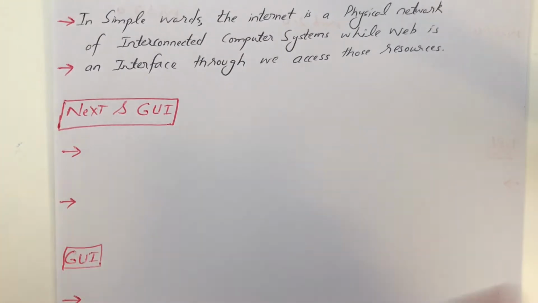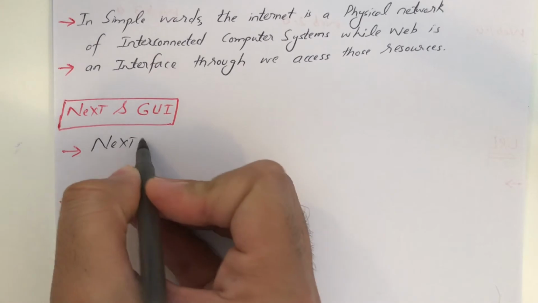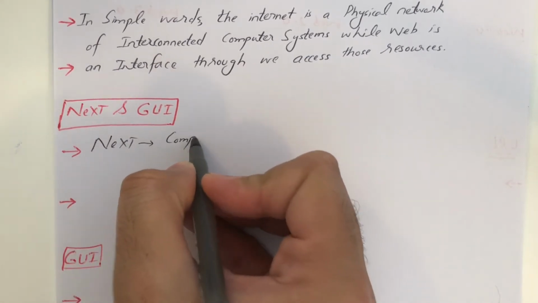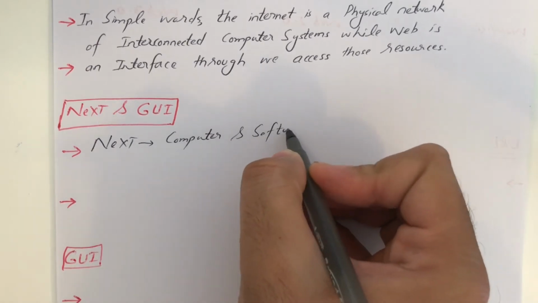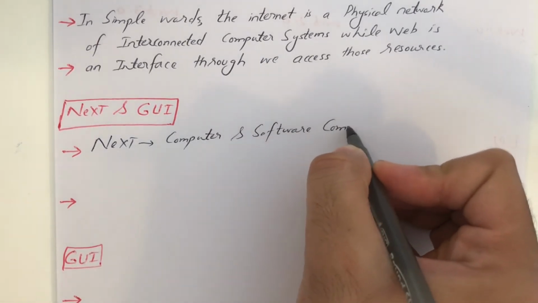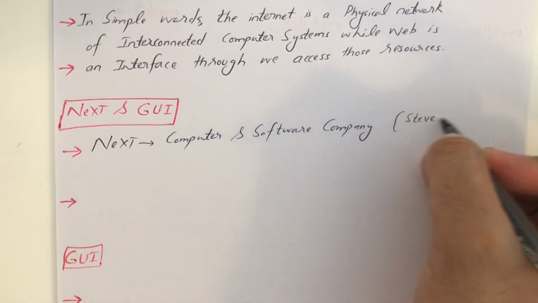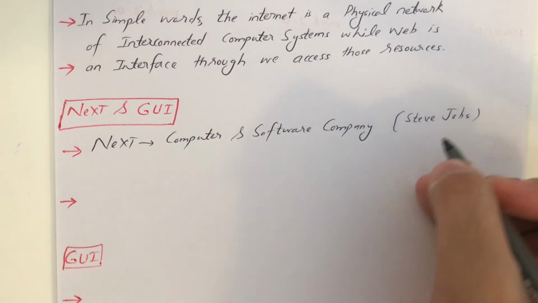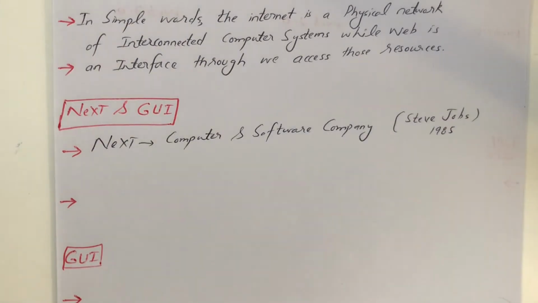Next is the concept of GUI. NeXT was basically an American computer and software company, led or founded by Steve Jobs. He started this company back in 1985 when he resigned from Apple. So he started another company called NeXT to design computers and software and all that stuff.